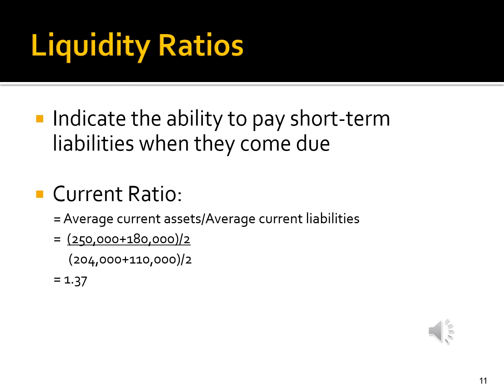Among important financial ratios are the liquidity ratios. Liquidity ratios indicate the ability of the venture to pay for short-term liabilities when they come due. The first ratio to measure the liquidity of the venture is the current ratio, which is average current assets divided by average current liabilities, the assets that they have and the liabilities that they hold.